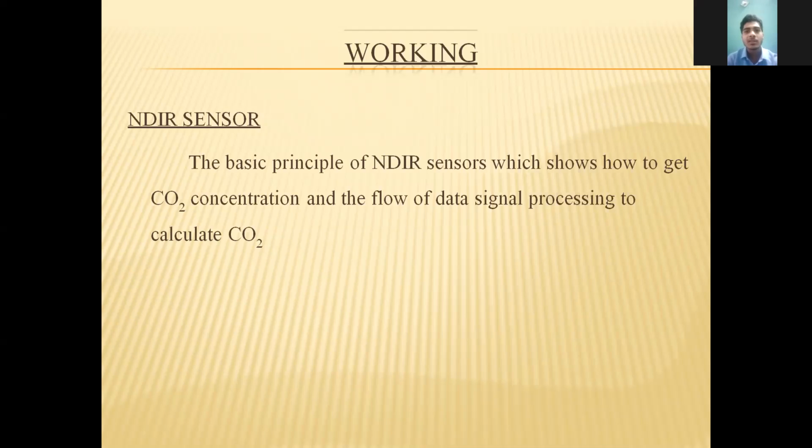Carbon dioxide ranges from 0 to 20%, but we are working on 5% of it. The accuracy of the NDIR sensor is plus or minus 0.2%. We are using the NDIR sensor because it is more accurate, cheaper, has a long life, and low power consumption.